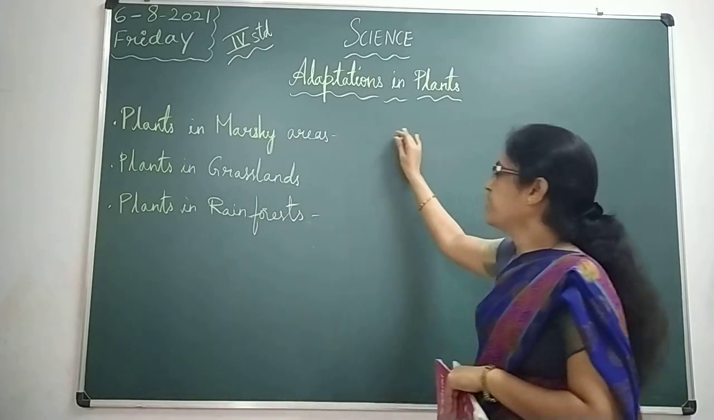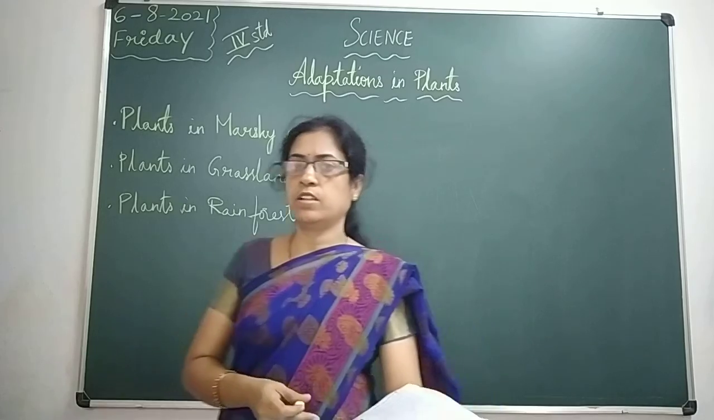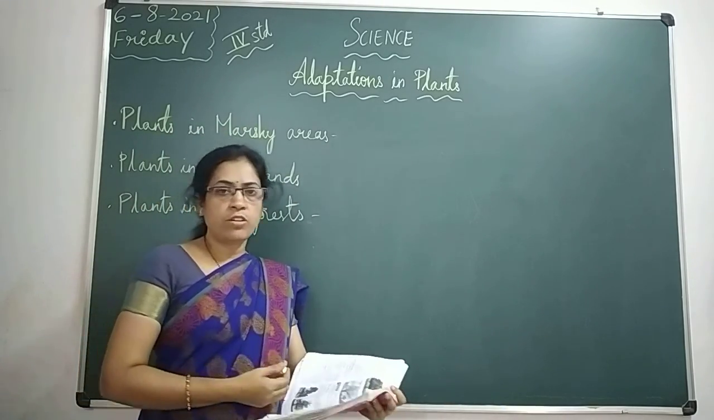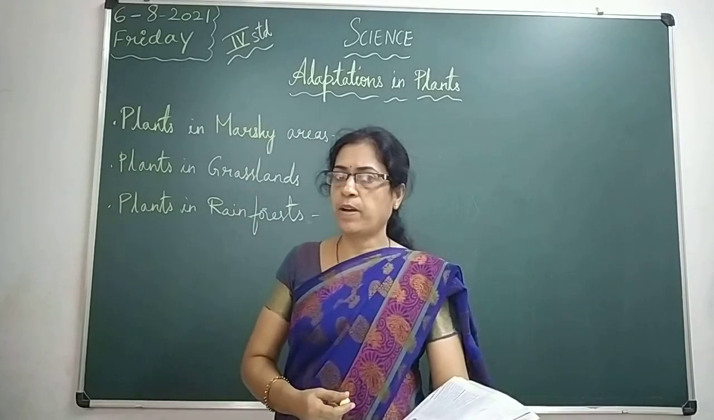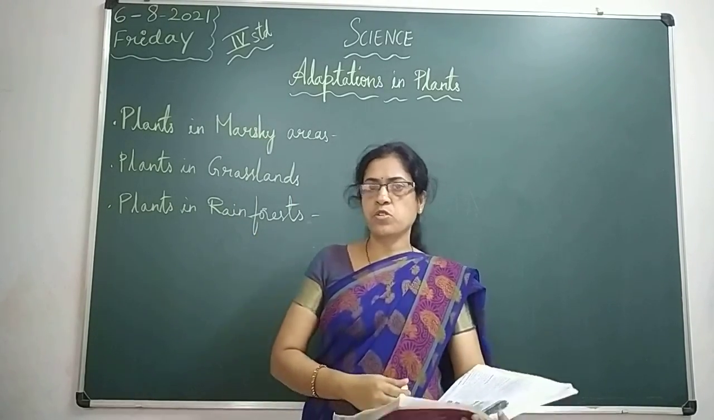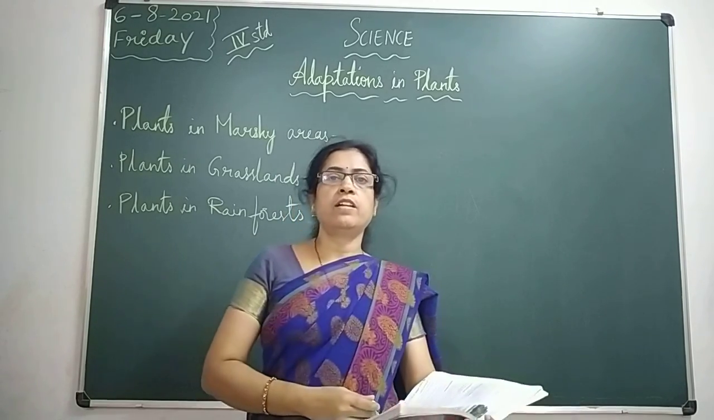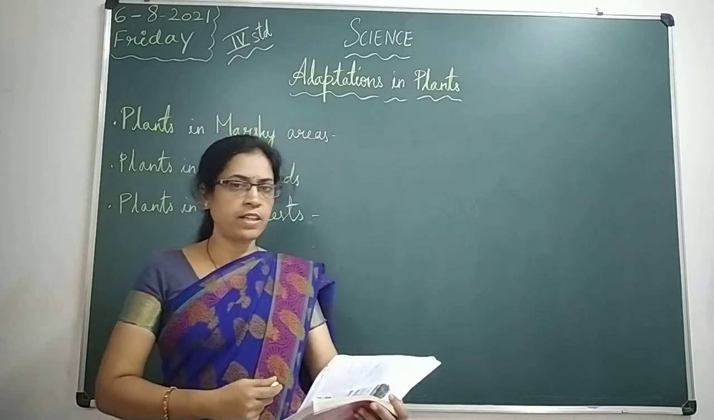And the topic is adaptations in plants. So children, in the previous class we have learned the definition of adaptation and habitat, and according to the habitat, plants are of two types, that is terrestrial and aquatic plants. So what are terrestrial plants, children? Plants that grow on land are known as terrestrial plants, and then what is an aquatic plant? Plants that grow in water are called aquatic plants.